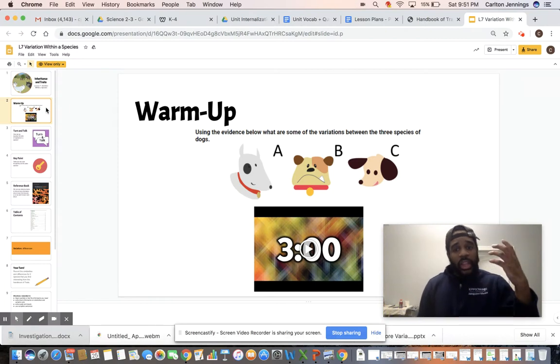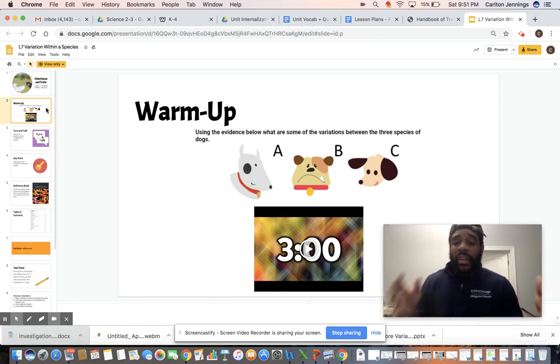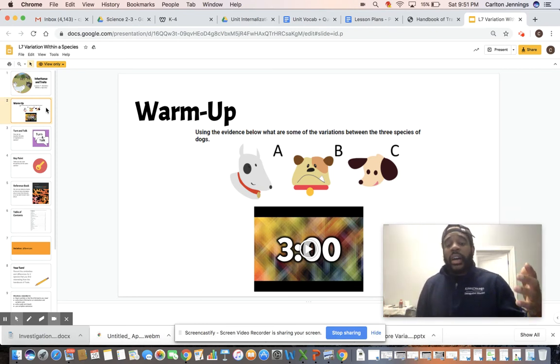I see some darker brown ears, a lighter brown spot around the eye, lighter brown face. For dog C, I see a light brown face with darker brown ears. So we see that these are all dogs. However, they're obviously not the same dog. So some differences that I see are that they all look different.